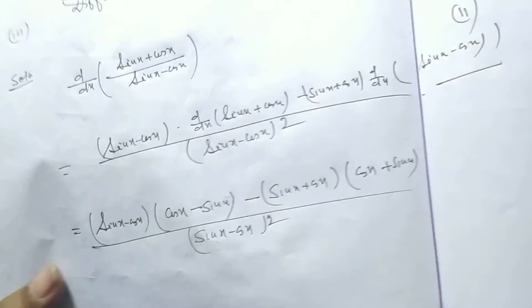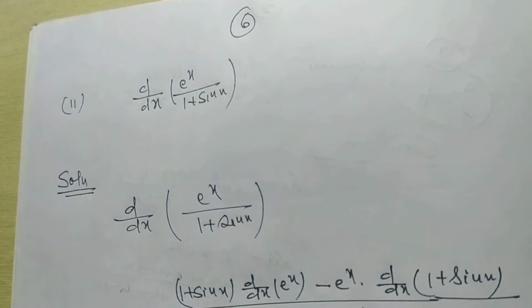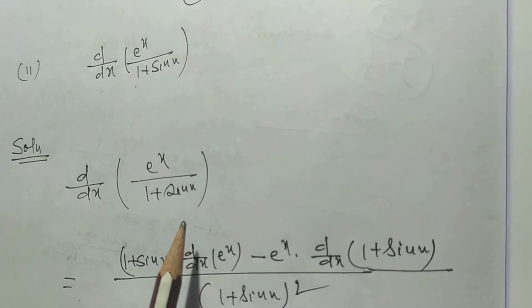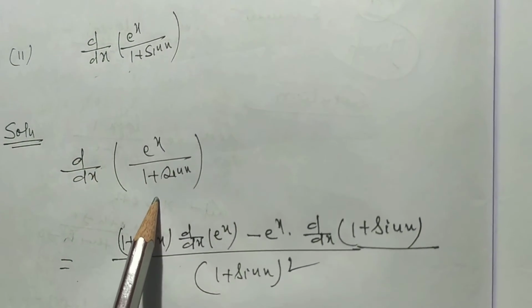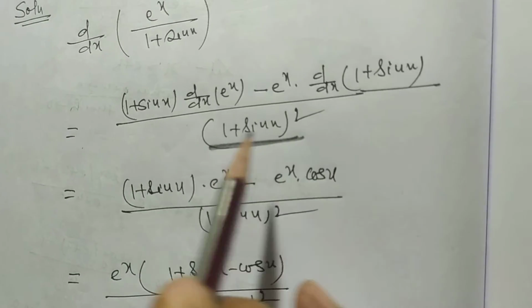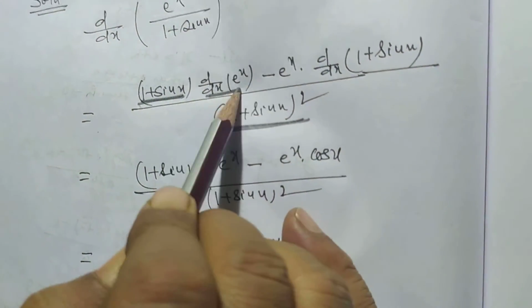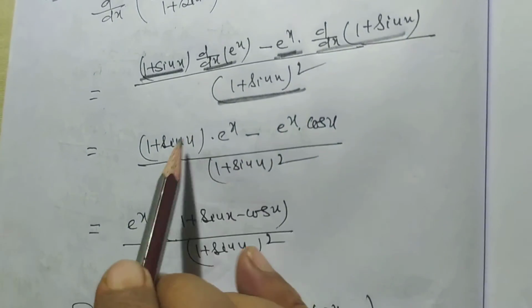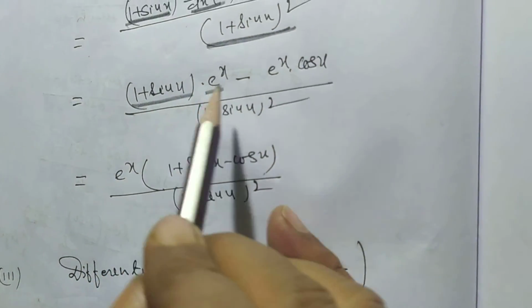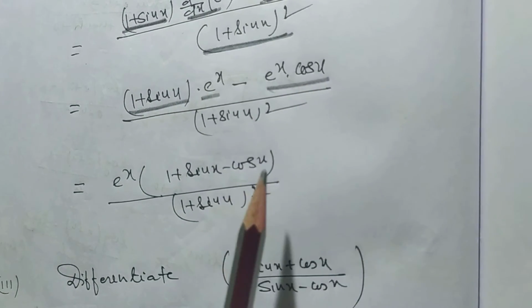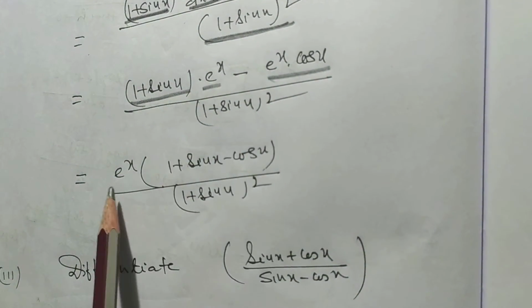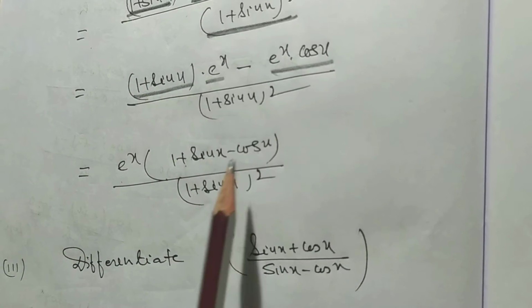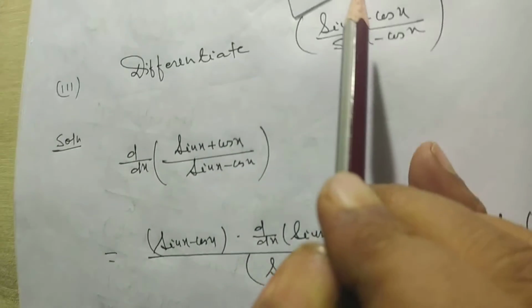So my dear students, now we want to solve the next problem, d by dx of e to the power x divided by 1 plus sin x. So d by dx of e to the power x by 1 plus sin x, 1 plus sin x whole square, 1 plus sin x d by dx of e to the power x minus e to the power x d by dx of 1 plus sin x, and it is 1 plus sin x into e to the power x minus e to the power x into cos x, over 1 plus sin x whole square. So by taking common e to the power x, we have 1 plus sin x minus cos x divided by 1 plus sin x whole square.